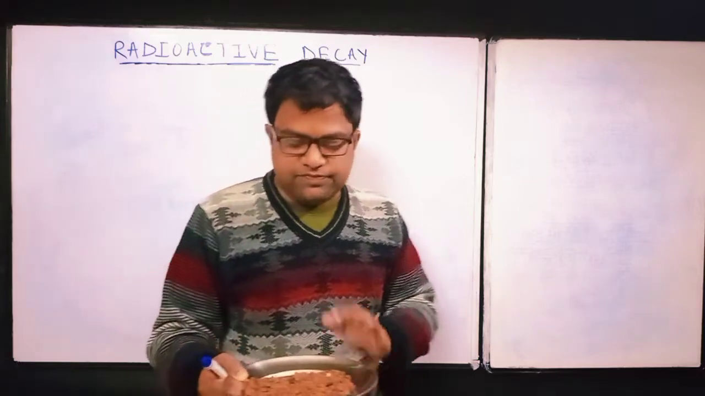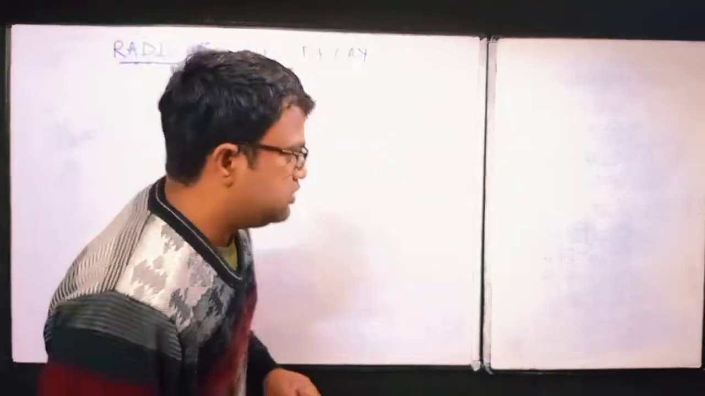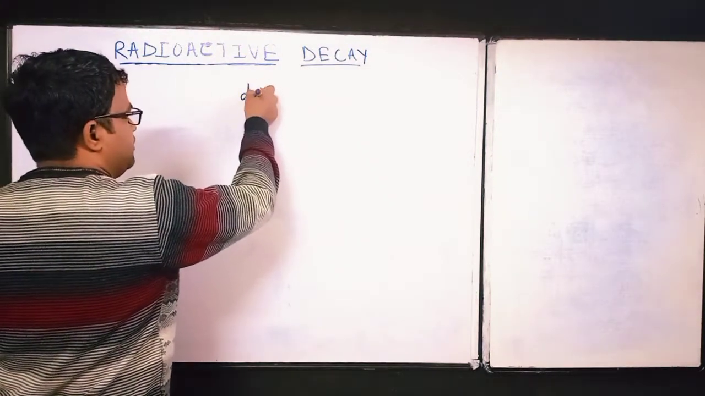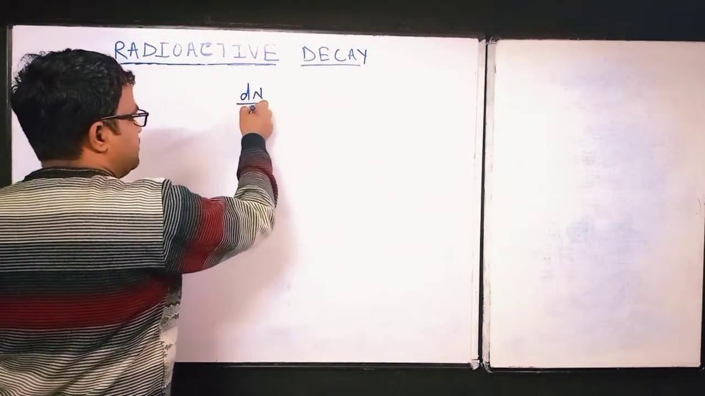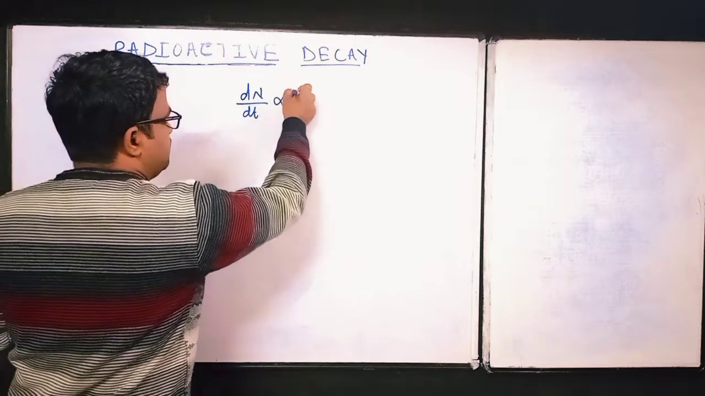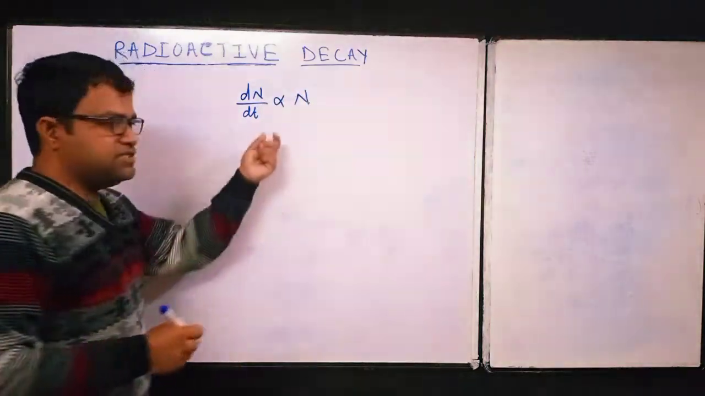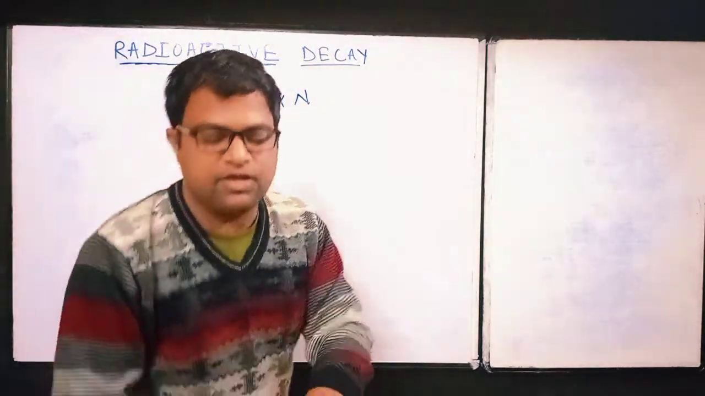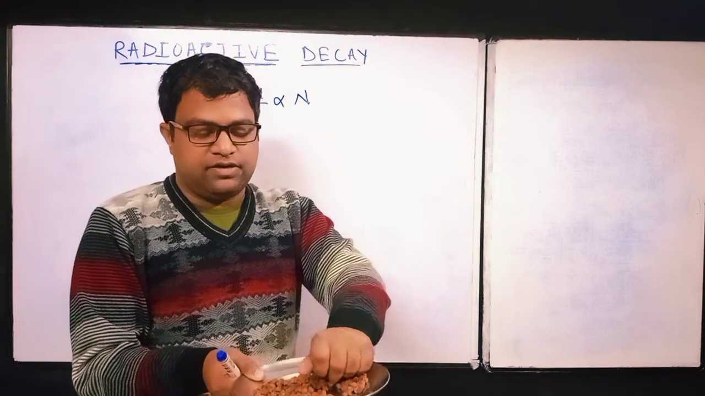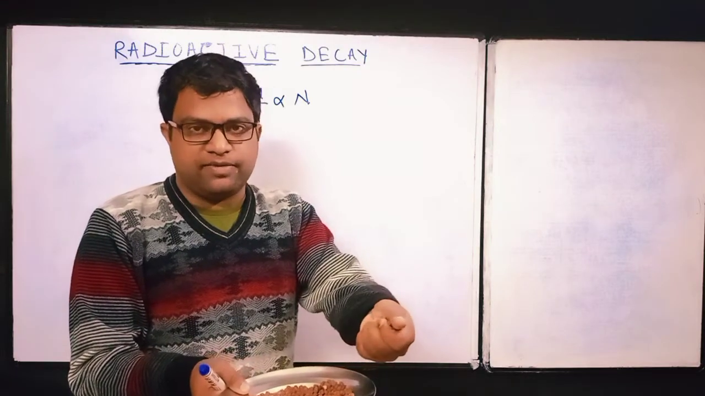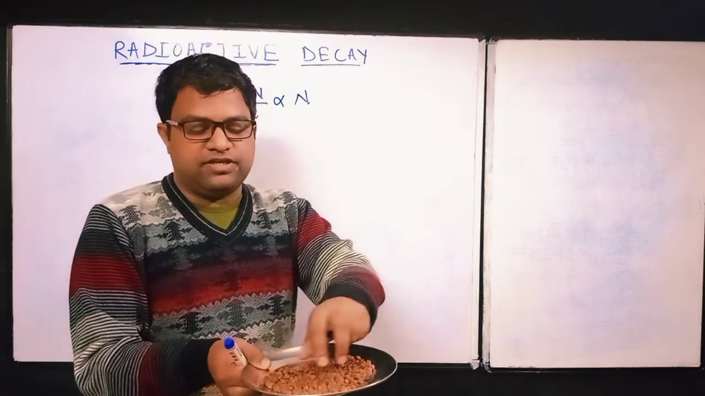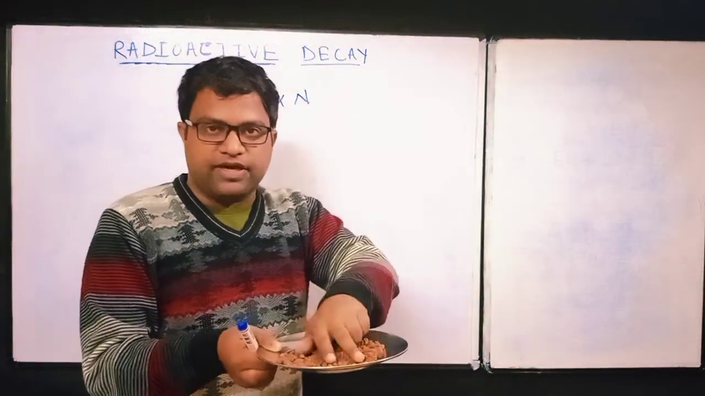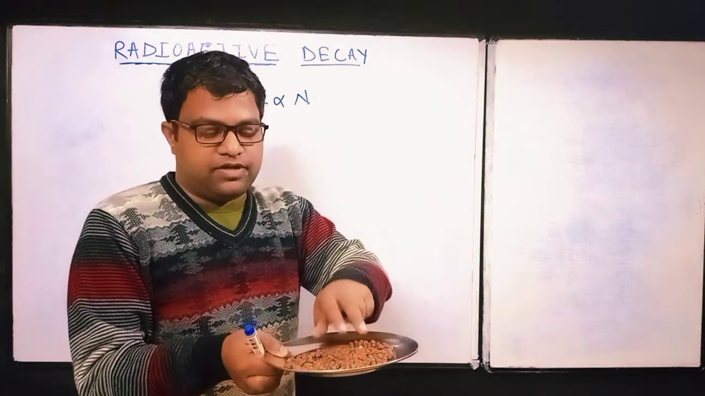So it is found that your rate of decay, that is dN by dt, is proportional to N. N is the number of nuclei present in that sample. Let's say this is a sample, and the rate is dN by dt, and after time t, N number of nuclei are there, and it is proportional to N.